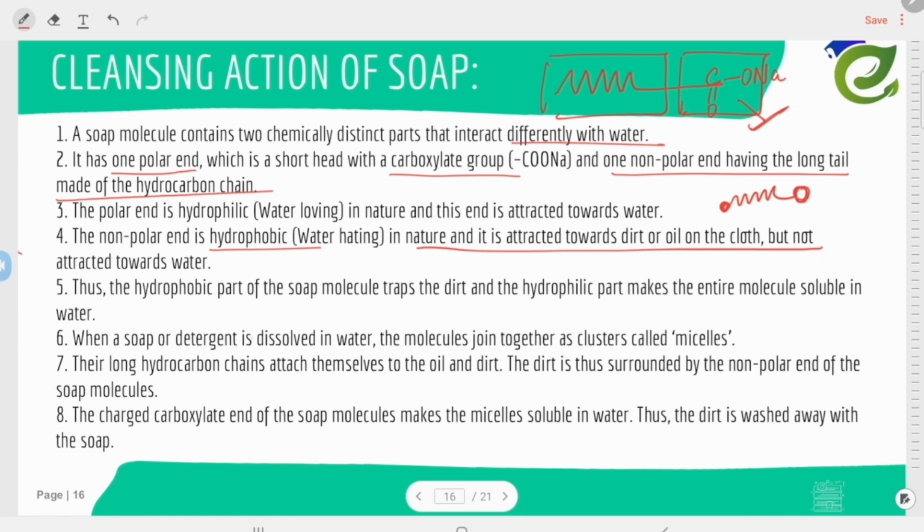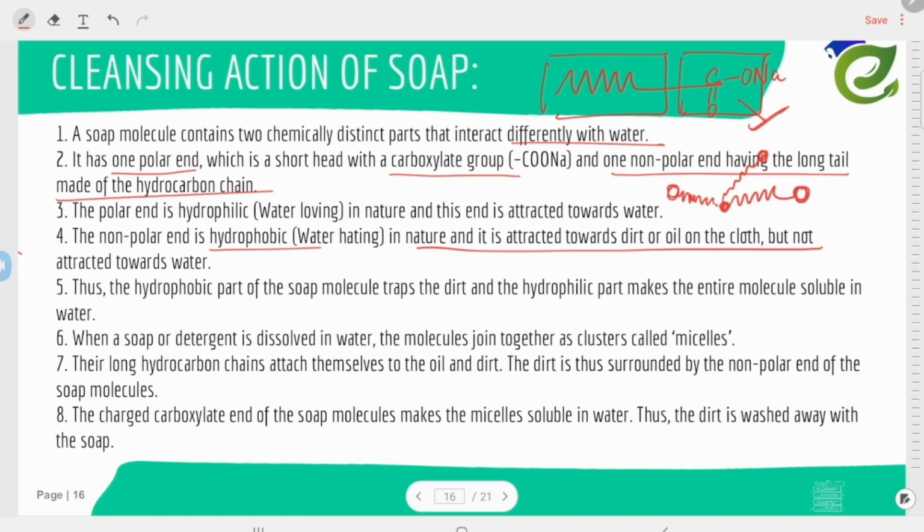When a soap or detergent is dissolved in water, the molecules join together to form micelles. So it forms like this. Their long hydrocarbon chains attach themselves to the oil and dirt. The dirt is thus surrounded by the non-polar end of the soap molecule.